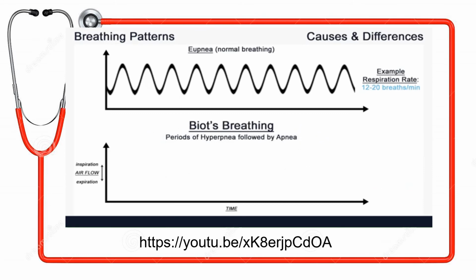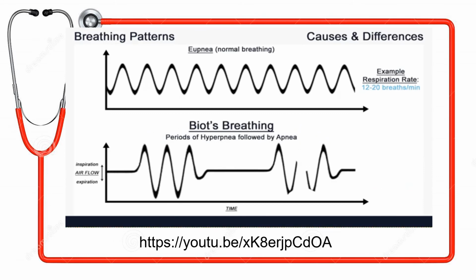Biot's breathing is characterized by a period of hyperpnea, followed by a period of apnea, and this pattern repeats. Biot's breathing differs from Cheyne-Stokes breathing because there is no gradual increase or decrease in the pattern. Biot's breathing may occur in stroke, CNS trauma, meningitis, and more.